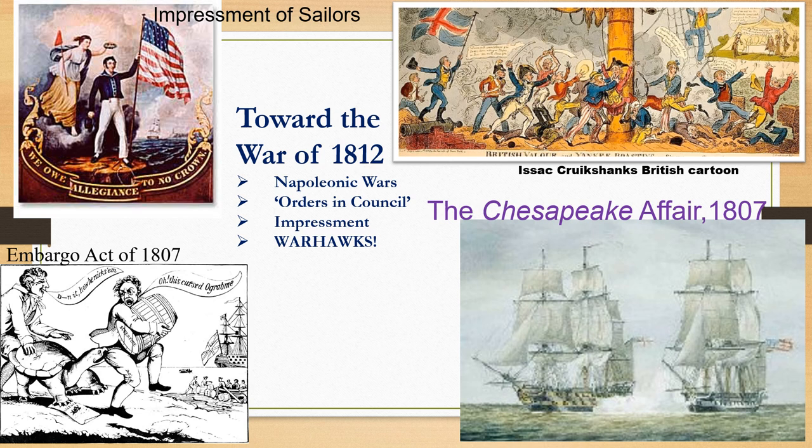Continuing with strong notes. One of the leaders of this faction, the War Hawks, is going to be a guy named John C. Calhoun. Later on, he'll be the vice president under Jackson. Later on still, he'll be arguing for pro-slavery. He'll be arguing for secession. So he's important right up to the very eve of the Civil War. And he starts out as a dynamic young politician from South Carolina, and he is a war hawk. And they want war. They want war immediately.